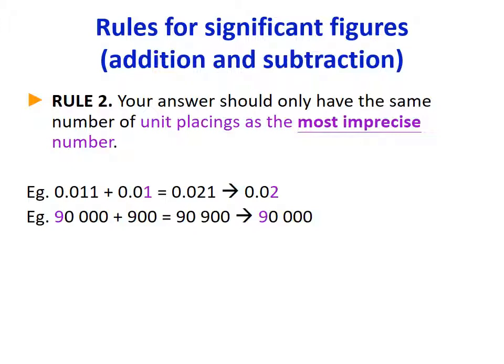0.011 plus 0.01 equals 0.021, but our value can only be precise to 0.02 because 0.01 is the most imprecise of those two numbers to start off with. And the same for 90,000 plus 900. 90,000 is the most imprecise, so it means that 90,000 can be the most significant figure that you use.